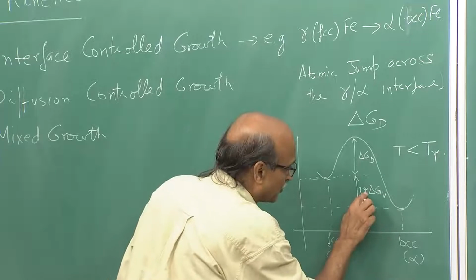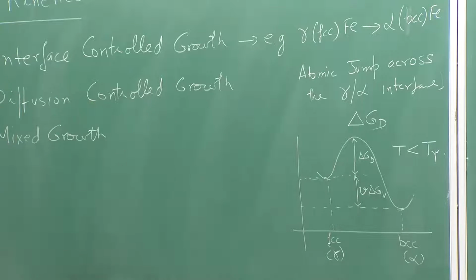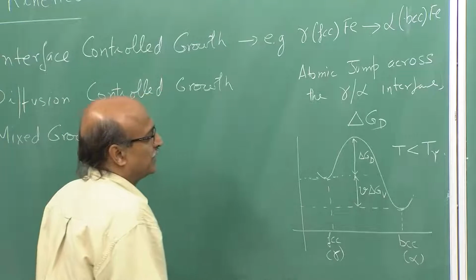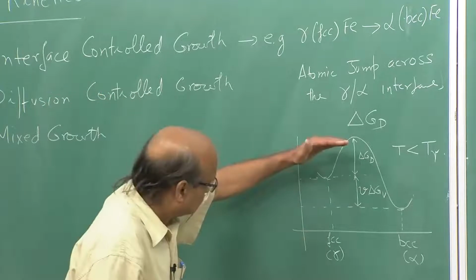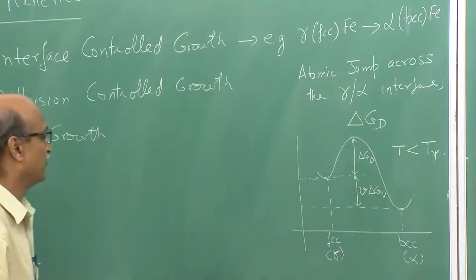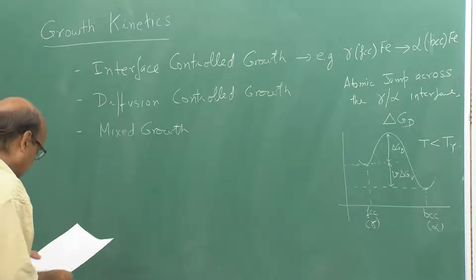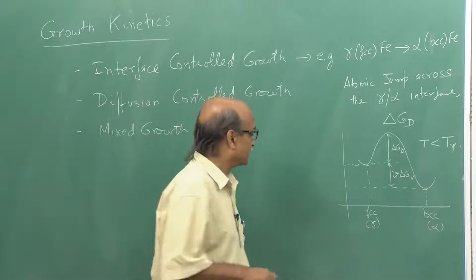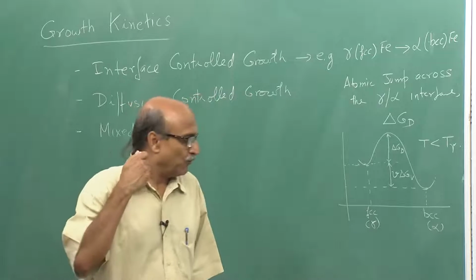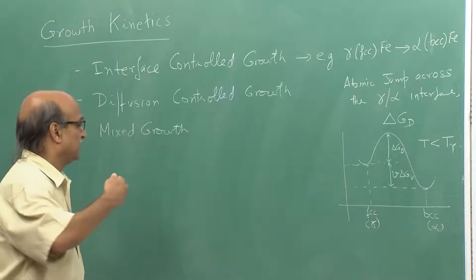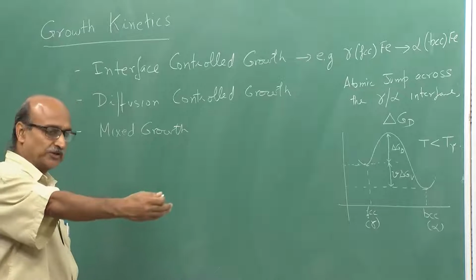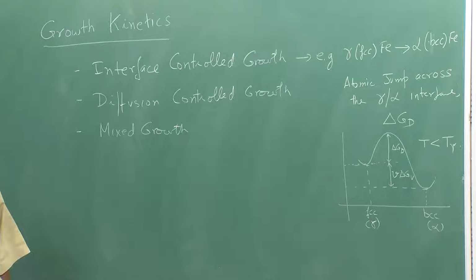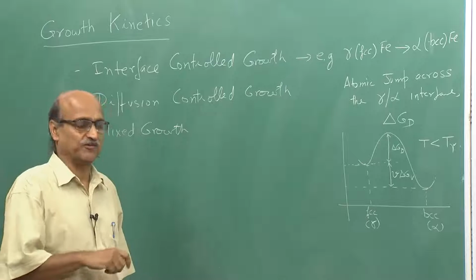So, delta GV also we have seen, and of course, this is going to be a function of temperature, and hence these levels will change for different temperatures. Now, I want to figure out from here what would be the rate or the net rate of atoms jumping from the gamma phase to the alpha phase.